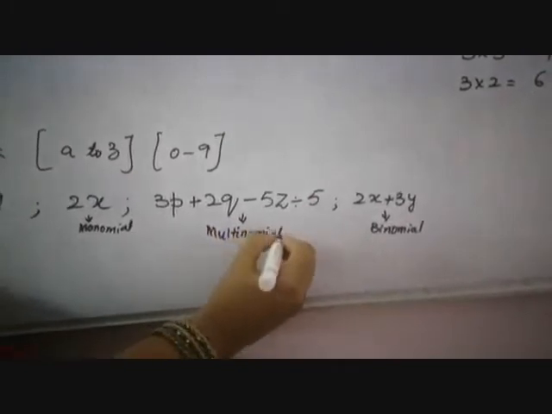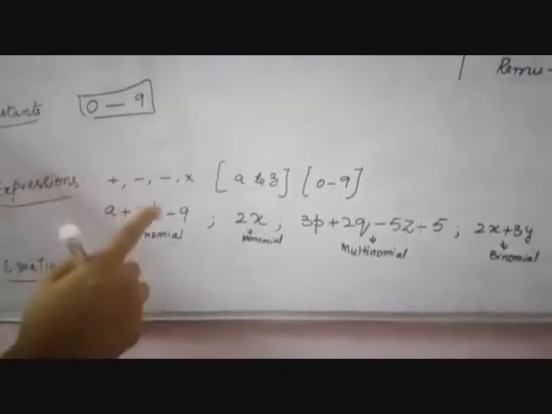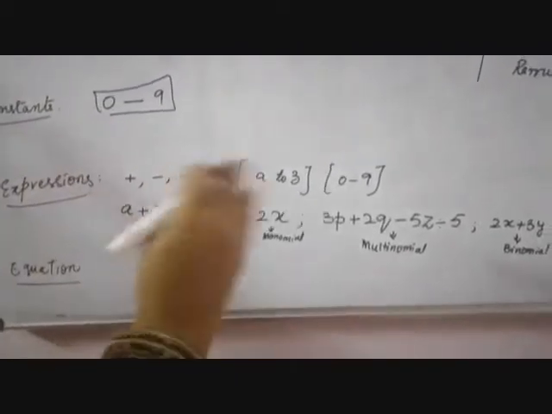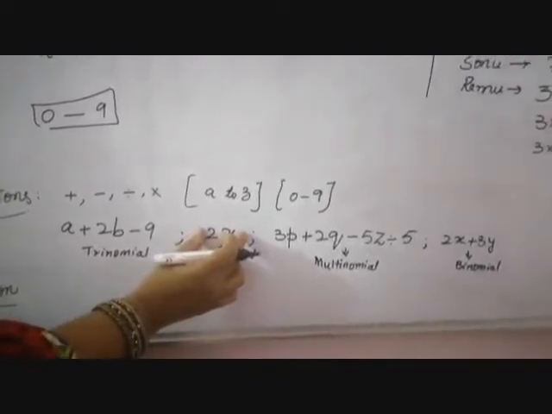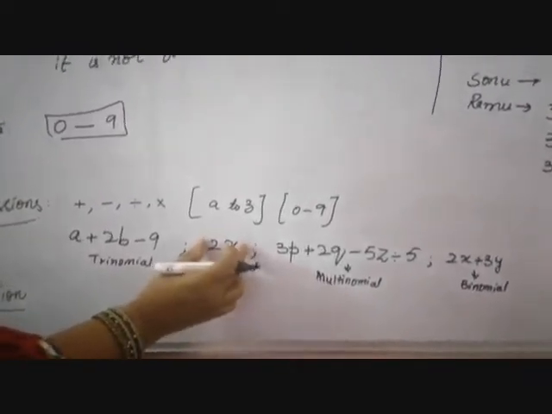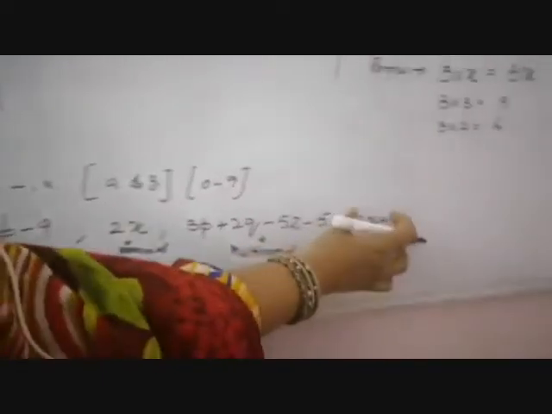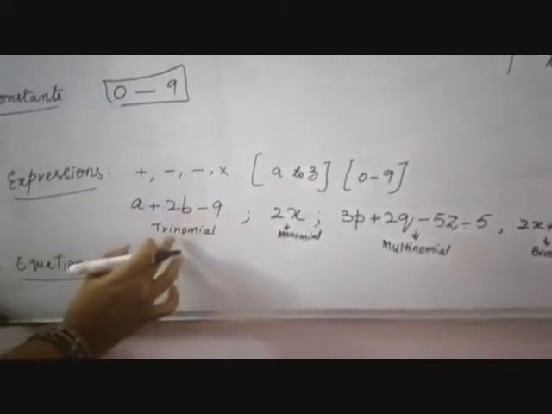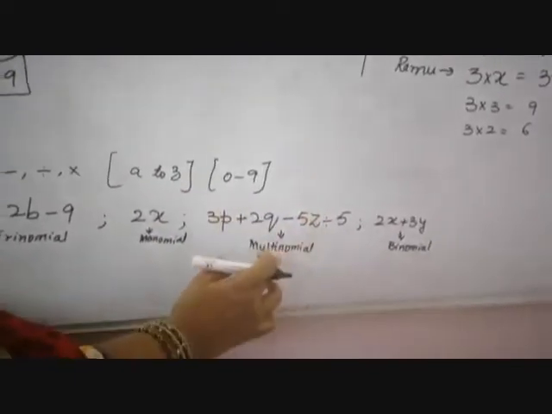So what is the expression? First of all, you should understand what is an expression. Expressions are formed by performing 4 fundamental operations along with variables and constants. 2x is an expression. It is having only one term, so it is a monomial. When the expression contains 2 terms, it is called binomial. When the expression contains 3 terms, it's called trinomial. When the expression contains more than 3 terms, it's called multinomial.